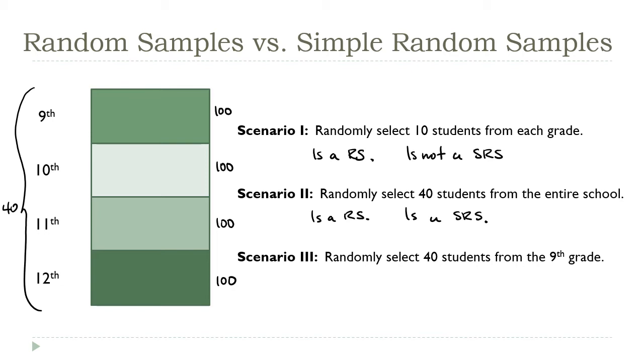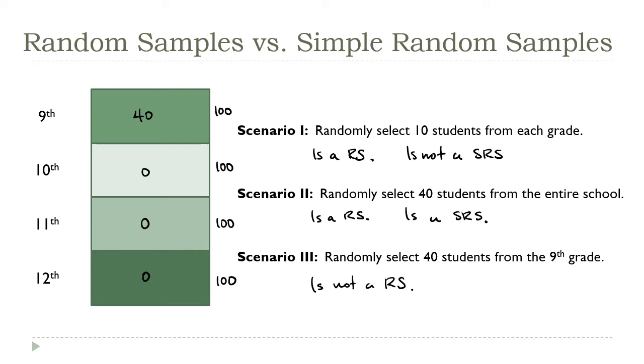All right, now finally here, scenario three. In this scenario, we select 40 students from the ninth grade, all 40 from one class, and none from the others. Okay, this is a neither situation. It is not a random sample because the chance of a ninth grader being picked is 40 out of 100, and the chance of a 12th grader being picked is 0.